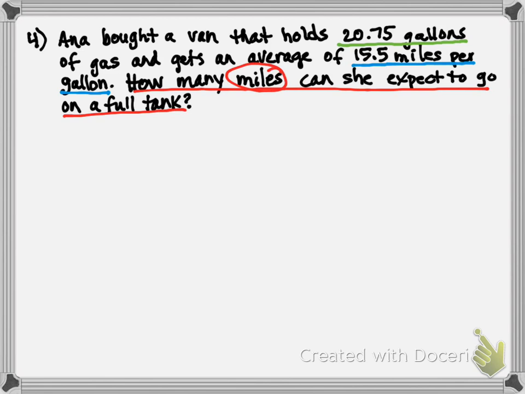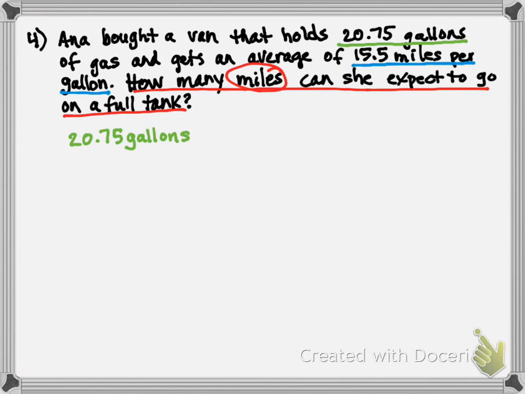So I need my answer to be in miles. I have one number that's in gallons and one number that's in miles per gallon. So how can I get those labels to end up becoming just miles? All right. So this is something that I kind of mentioned in the beginning, that people kind of had a hard time in the past dealing with this idea of labels and how labels can help me set up a math problem.